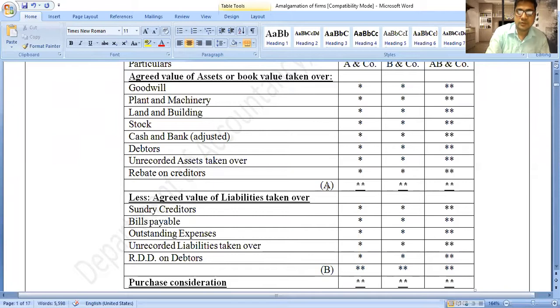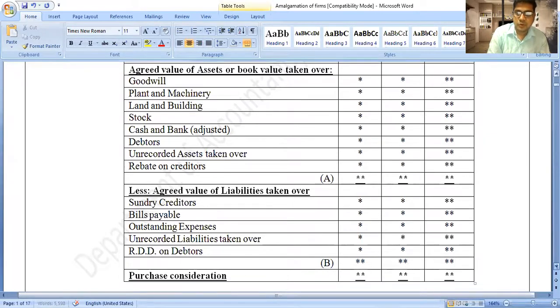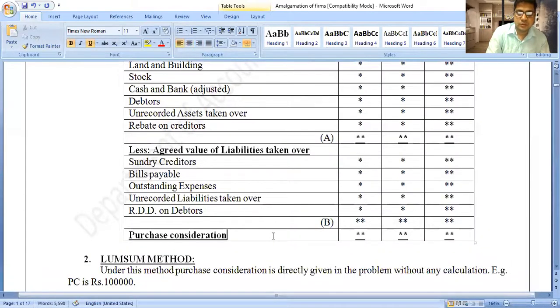Okay, fine. So these are the total of assets, and from this, the total of liabilities. Now total A minus B. Whatever amount comes is considered as a purchase consideration. So I hope you understood.